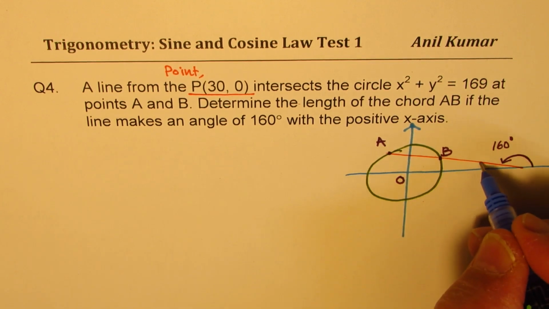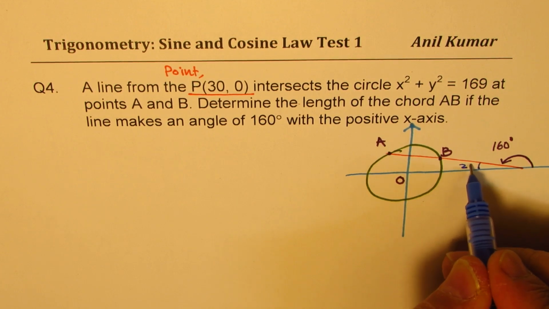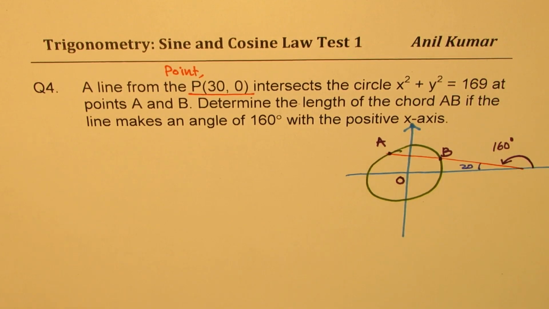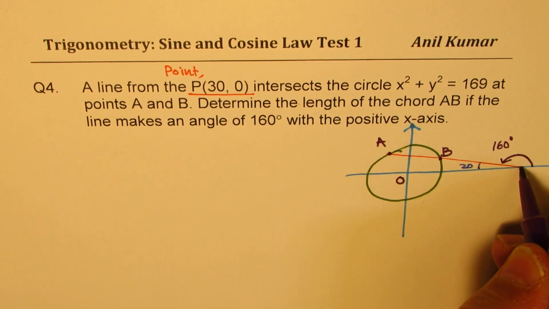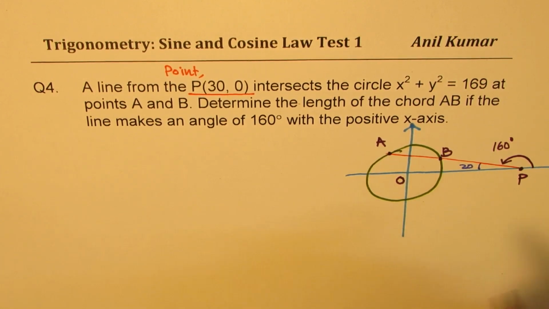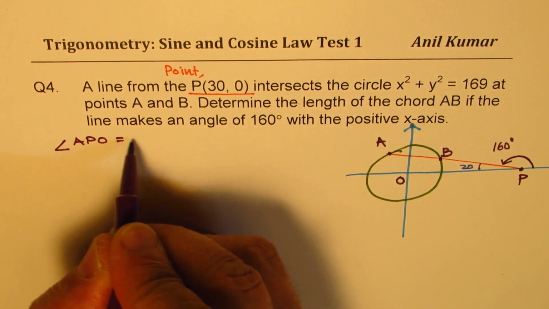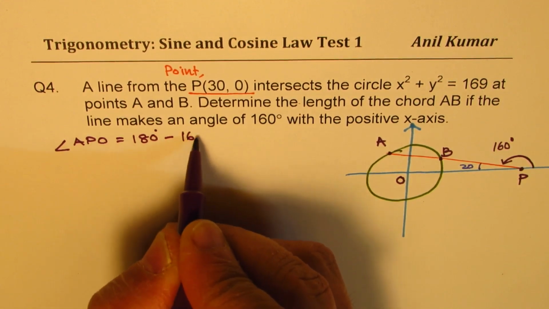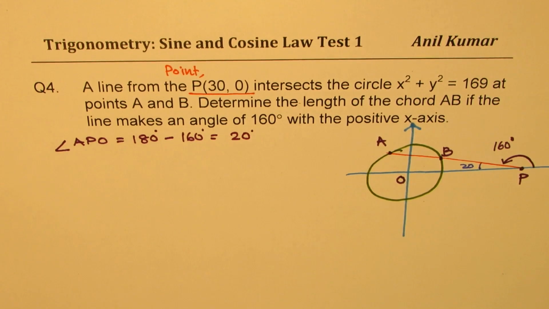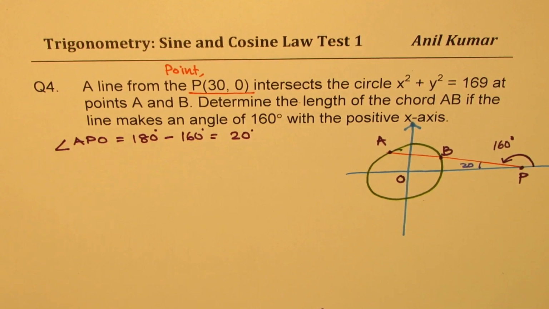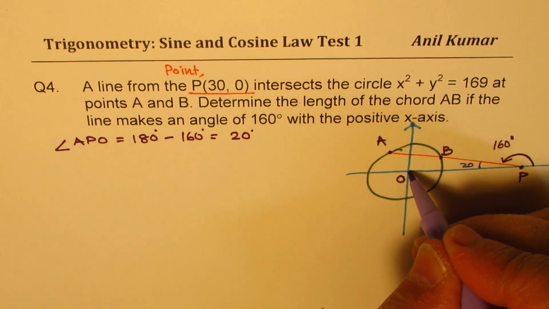Now this is 160 degrees, so the acute angle here is going to be 20 degrees. Correct? This point is already given to us as P. So we know the angle APO equals 180 degrees minus 160 degrees, which is 20 degrees. Now, how do we get the chord length AB? Now, this is a very tricky position, and to solve this, we have to do a bit of construction. Now, this is very critical. Look at it carefully. Just connect these points with O.